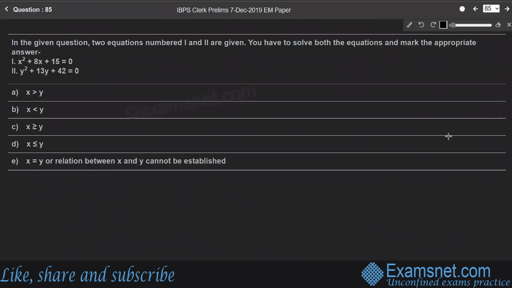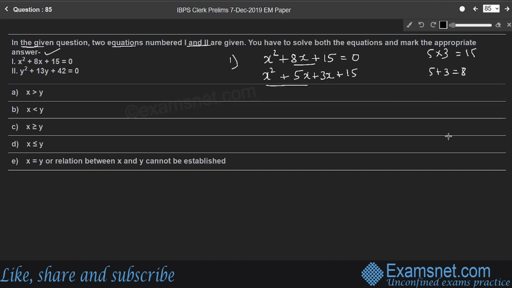Question 85. In the given question, two equations numbered 1 and 2 are given. You have to solve both the equations and mark the appropriate answer. So the first equation is x square plus 8x plus 15 is equal to 0. Again, splitting the middle term, we have to solve this quadratic equation. So x square, 8x can be written as 5x plus 3x, so that 5 into 3 becomes 15 and 5 plus 3 is equal to 8.